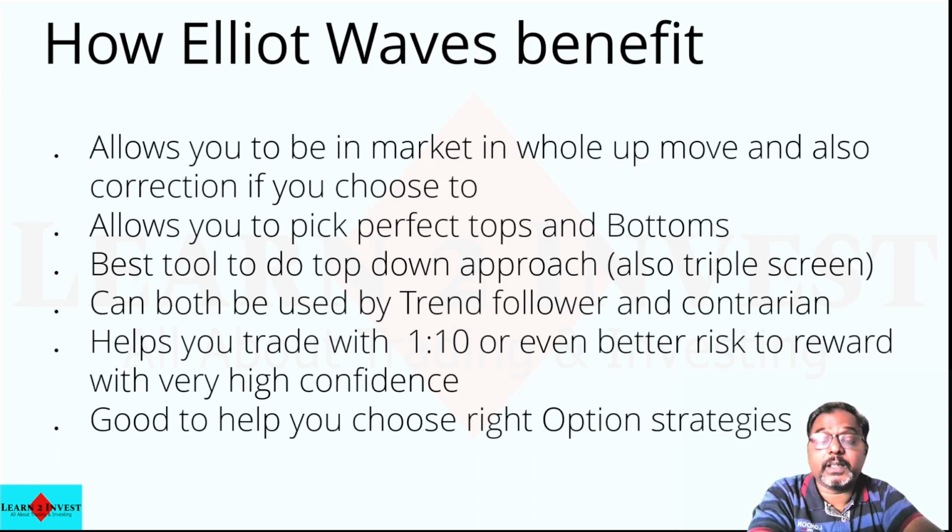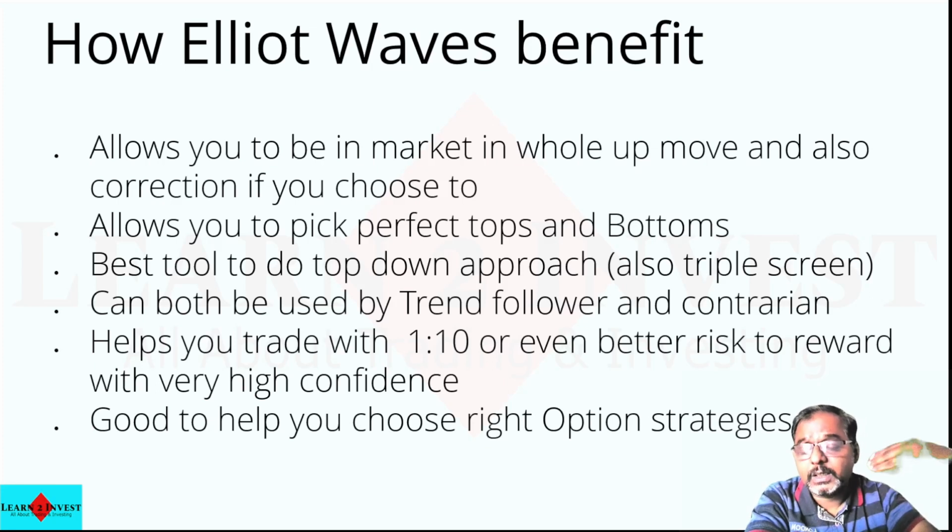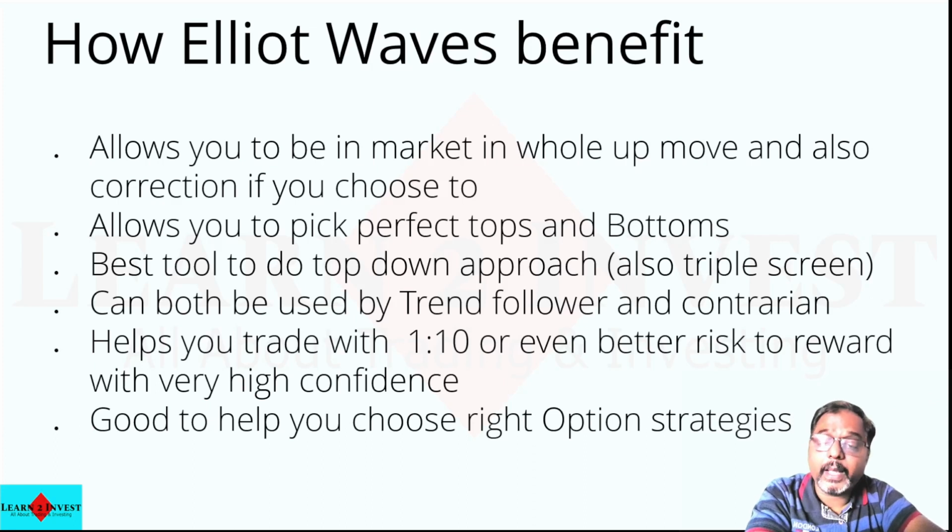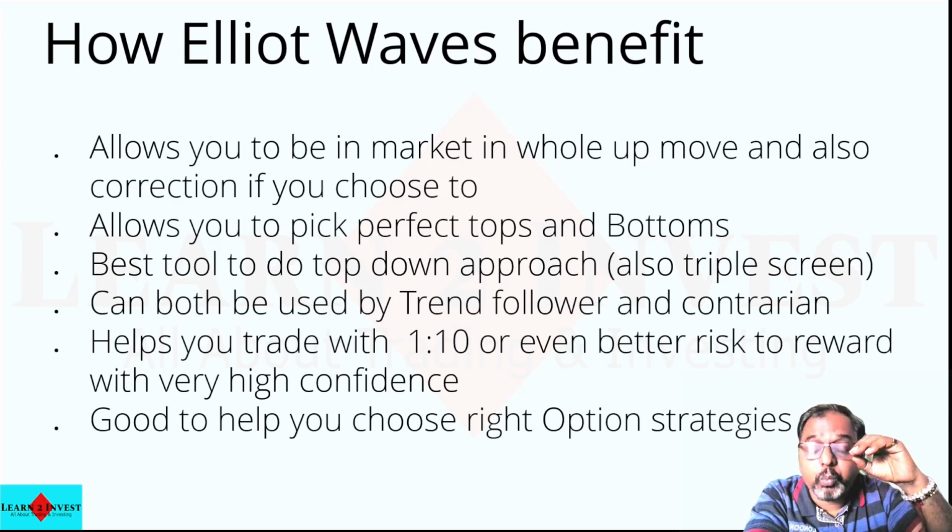Then it can do a drill down analysis, a triple screen, perfectly being done in Elliott Waves. It can be used by both the trend followers and contrarians. So just identify wave 3 and then be a trend follower. Identify wave 5 and be a contrarian, hit it against the trend. I trade both. It helps you to trade with 1 is to 10, even better risk to reward.